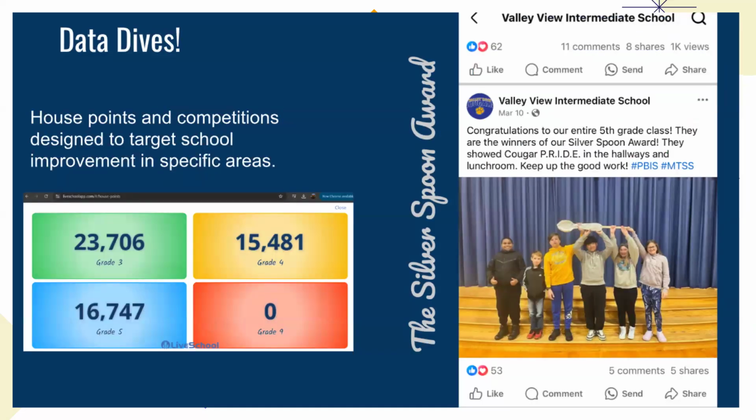Another thing that you can do is award house points. I know some of our schools utilize this and have friendly competitions between some of their grade levels. So you could even use it in that way. So here you can see all the grade levels have this competition. Over on the right-hand side, the Valley View Intermediate 5th grade class, they were winners of the Silver Spoon Award. So they use it in their cafeteria. Bus drivers can use it, and I'll get into more once I talk about tier 2 and tier 3, how you can use those demerits to help drive your decision making as well.